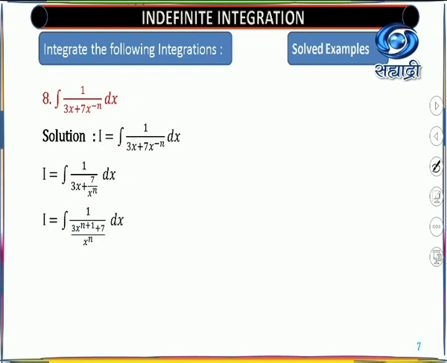By taking the LCM, you will get this as 1 upon (3 into x raised to n plus 1, plus 7) upon x raised to n, dx. Now look at here. This denominator goes to the numerator. And by that method, your function now becomes x raised to n upon (3 into x raised to n plus 1, this is the power of x, plus 7) dx.